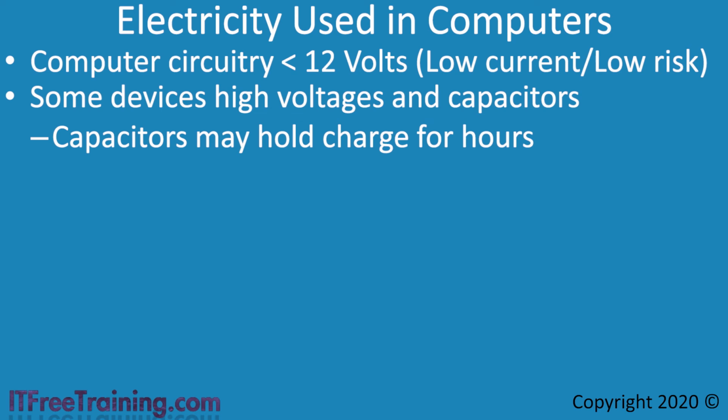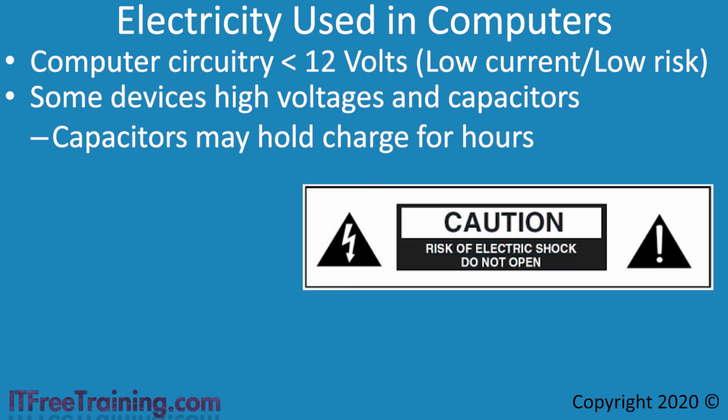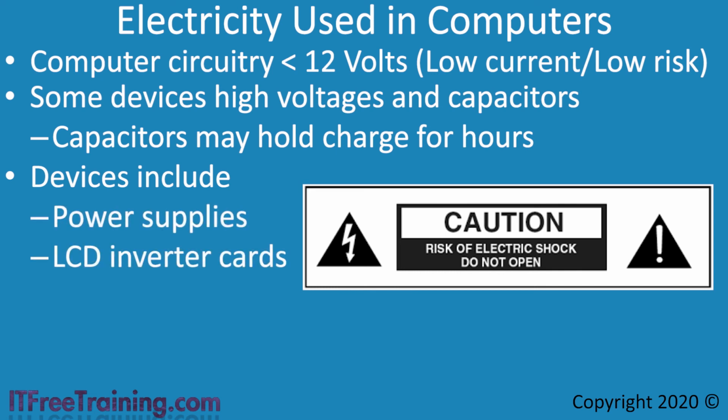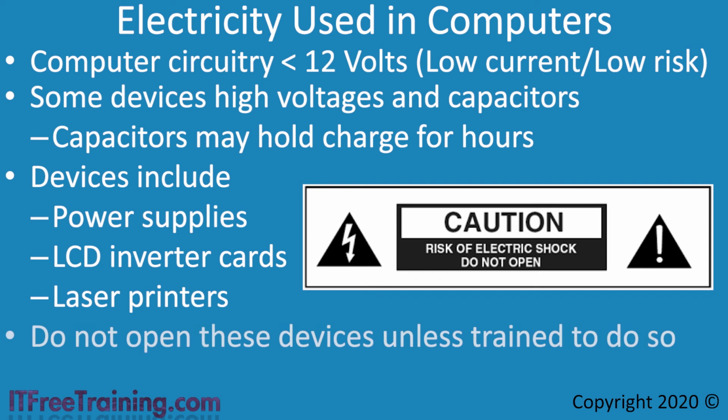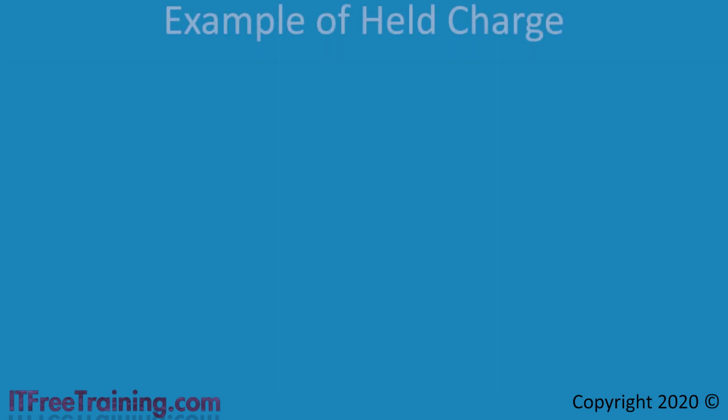If you work in an area like a factory, it is likely that there will be high voltage equipment around. You may find the computer that you are working on fixing is controlling a high voltage device, so you need some understanding of electrical safety. When working with electronic devices, pay attention to electrical warning labels. Devices that hold charges like this include power supplies, LCD inverter cards, and laser printers. Do not open devices like these unless you are trained to do so. If you ignore a label like this and open the device, you risk getting an electric shock from the device.